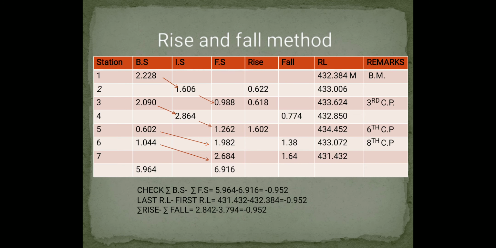Let us see the similar case in the rise and fall method. The same tabular column. The recording is done by subtracting it with the reading. Here, if it is positive, it is rise, and if it's negative, it is fall. The reduced level is calculated by adding the rise and subtracting the fall. Here, the check is recorded as summation of backsight minus summation of foresight is equal to last RL minus first RL. That should be equal to summation of rise minus summation of fall. Here, in all cases, it is minus 0.952. So, this is how we determine the level by using rise and fall method and height of instrument method.